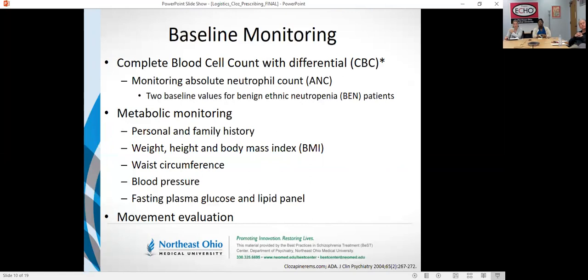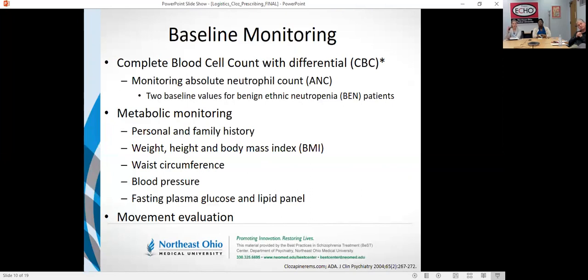Other monitoring that should be done is the metabolic monitoring. So looking at personal and family medical history, their weight, height, body mass index, waist circumference, blood pressure, fasting glucose and lipid panel, as well as a movement evaluation. So looking for any extrapyramidal symptoms.